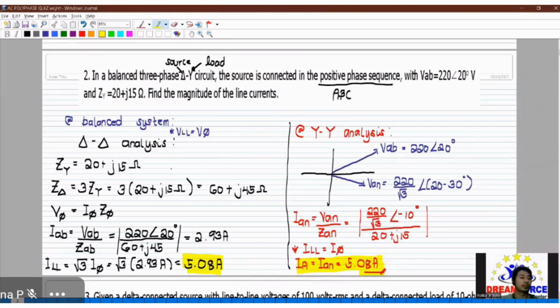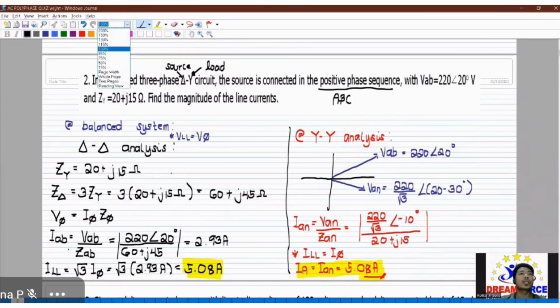Okay, so tandaan natin yung source lagi po yung balance, no? Unless may fault or specified sa problem. But in the case of polyphase, laging balance yan si source. Okay, sige, sasagutan po natin muna yung mga walang choices. Kung may time pa, pasadahan natin yung may choices.